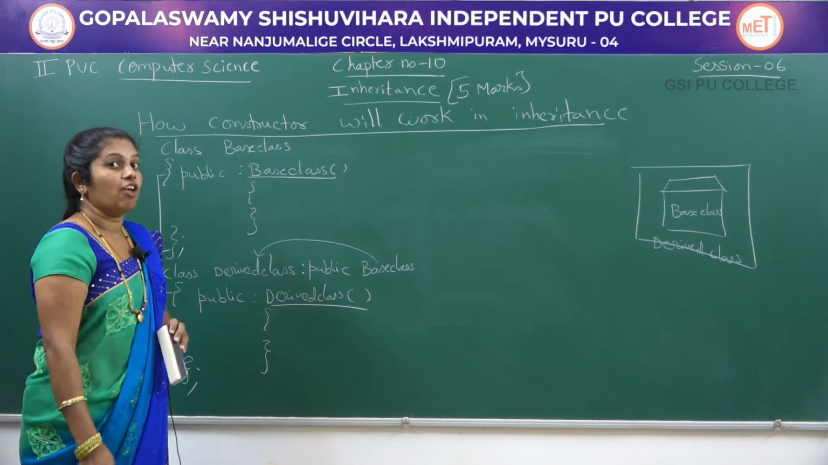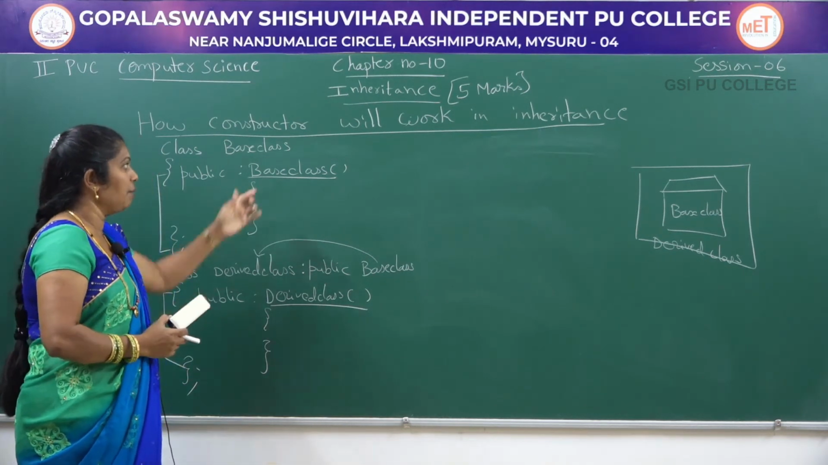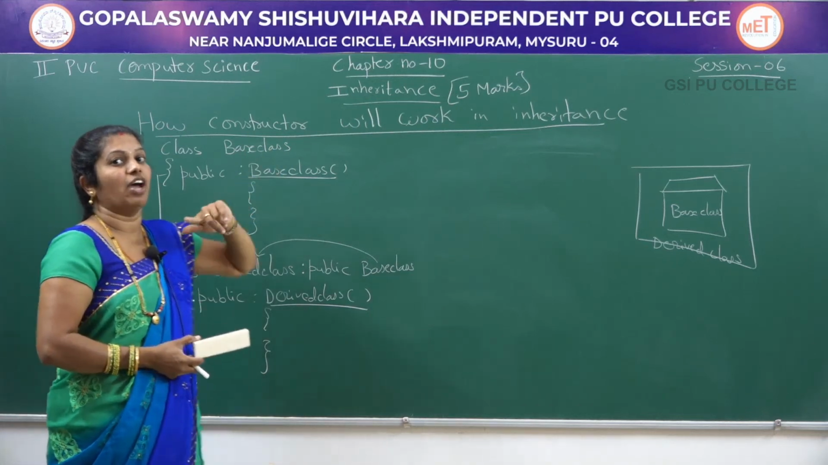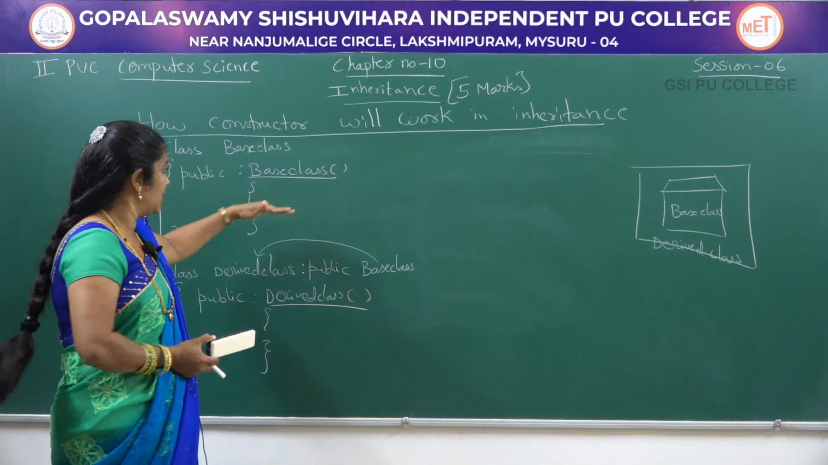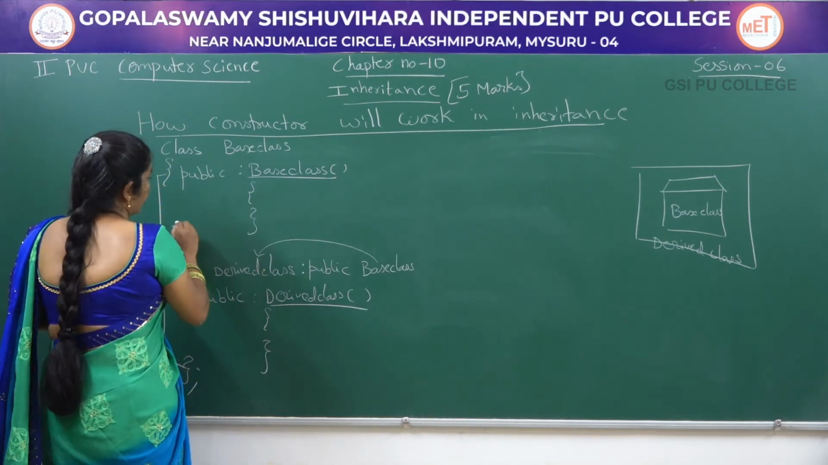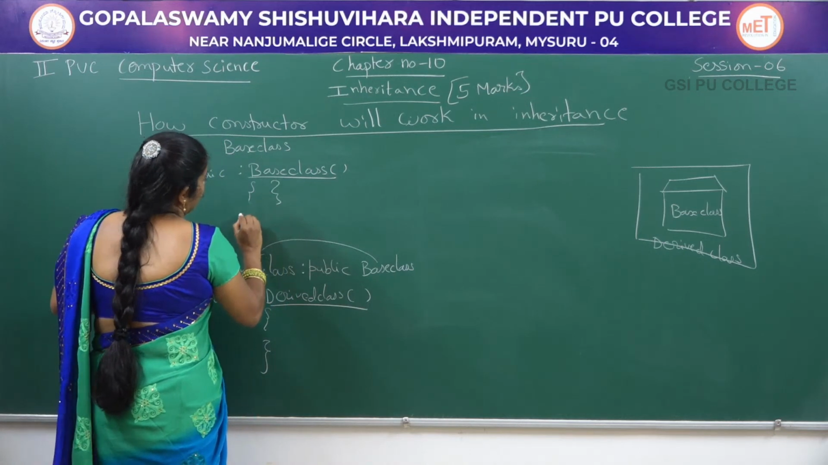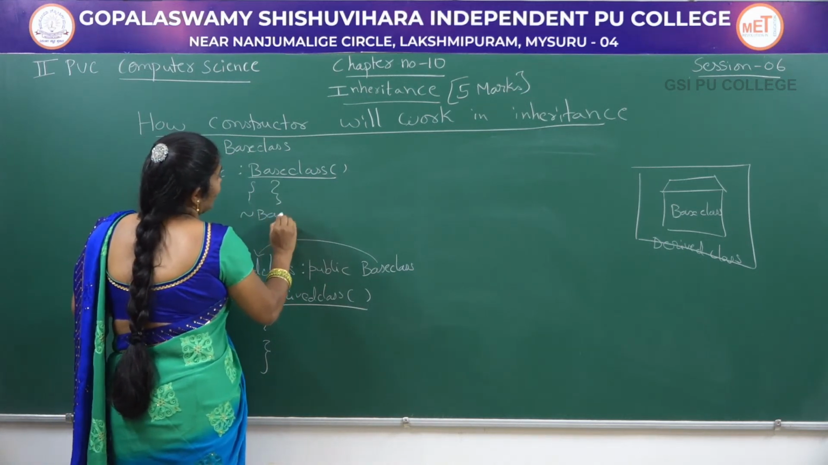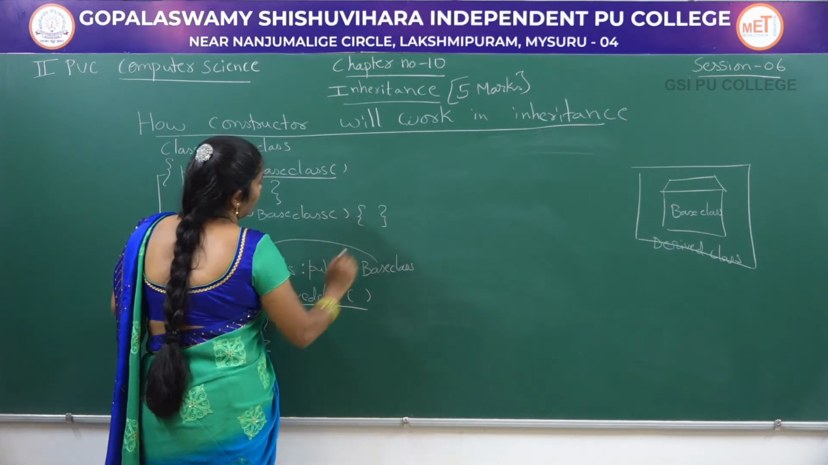Now is it clear? If you have destructor, how are we going to write it? The same pattern as the constructor, but there we have the tilde operator. For example, this is a constructor. Here I am to write one more thing: tilde operator, base class, empty bracket, here I open and here I close.